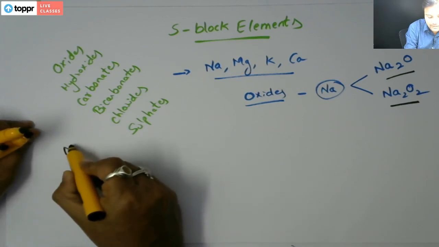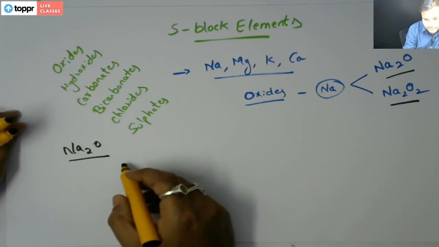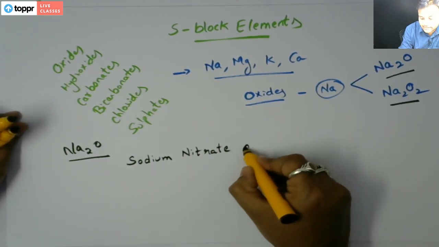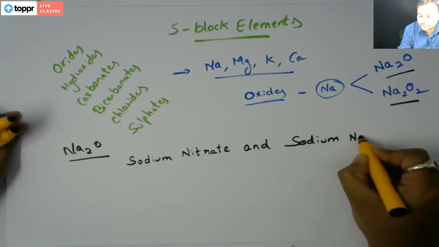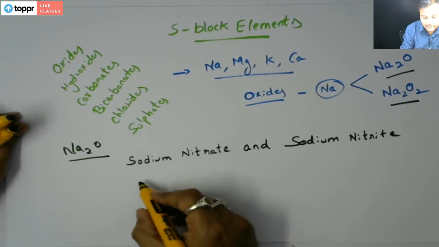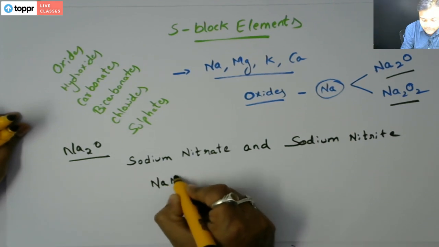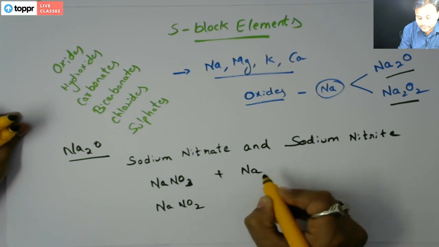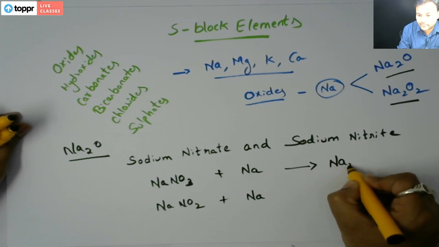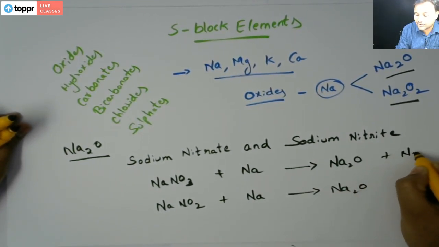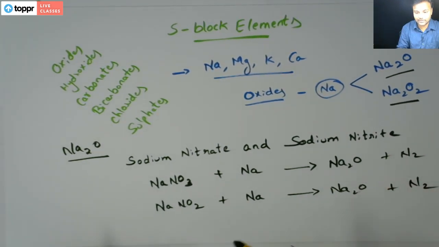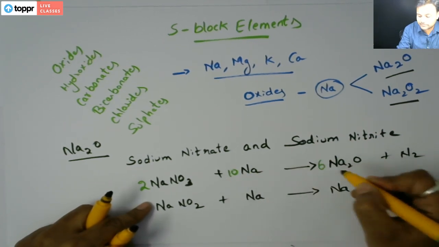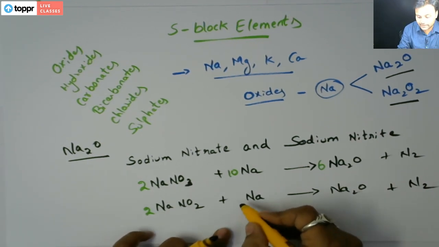How do we prepare Na2O? Coming to its preparation, it's prepared from sodium nitrate and sodium nitrite. On treating NaNO3 and NaNO2 with sodium, you get sodium oxide along with the elimination of nitrogen. If you balance the equation, as two nitrogens are eliminated, let's put 2 here, and you have 10 sodiums and 6 here. Here also you have 2 sodium nitrate, and 6 and 4.